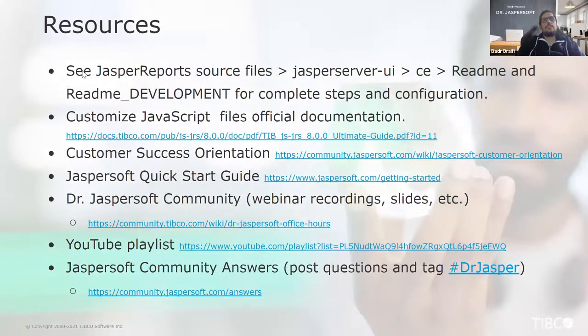Okay, so in the resources, please see here the Jasper Server UI source file, CE README file. It contains step-by-step documentation as well. README development has the complete steps and configuration if you want to go more advanced and change how the Jasper Server build script is actually working and producing the script file. The official documentation to customize JavaScript file is in the Ultimate Guide in this link. And again, if you're familiar with anything about customer success orientation and our Jaspersoft community, see the Jaspersoft community website.